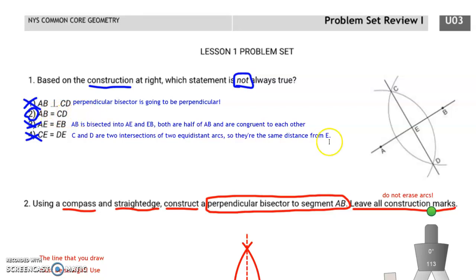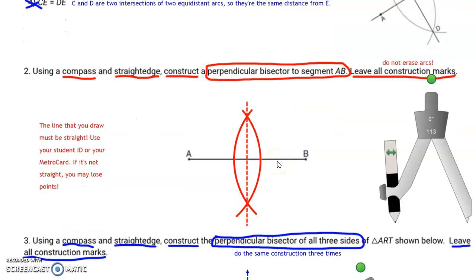AB is equal to CD. Well, we don't know that. AB and CD are different line segments that weren't constructed to be equal lengths. For number 3, AE is equal to EB. Well, that's true because AE and EB are the two bisected pieces of line segment AB. And then CE is congruent to DE. From C to E, from D to E, they're the same because they're intersected arc points connected to the same point in the middle. So they're the same distance.